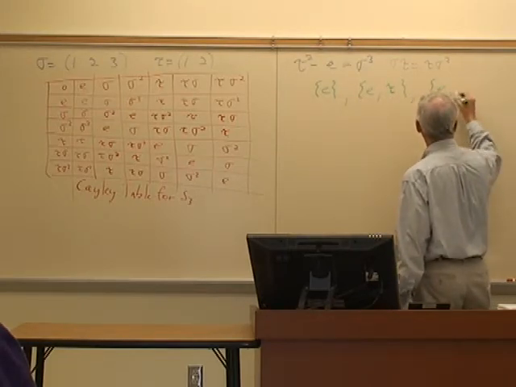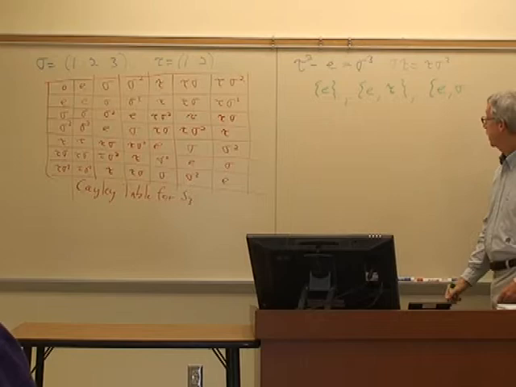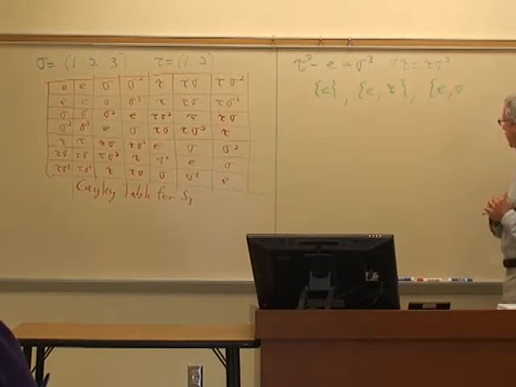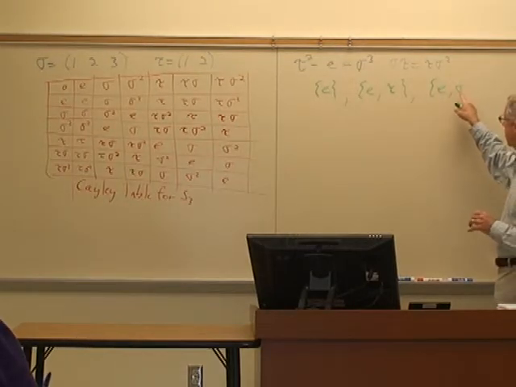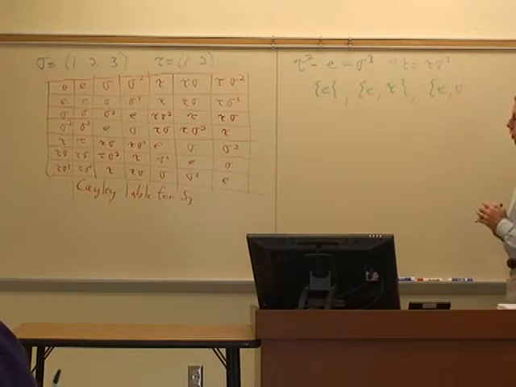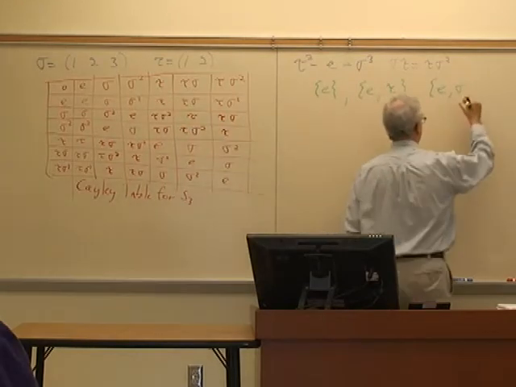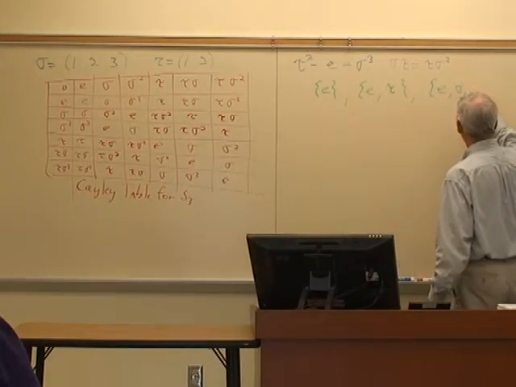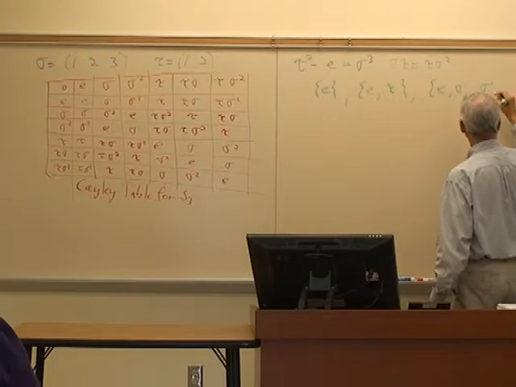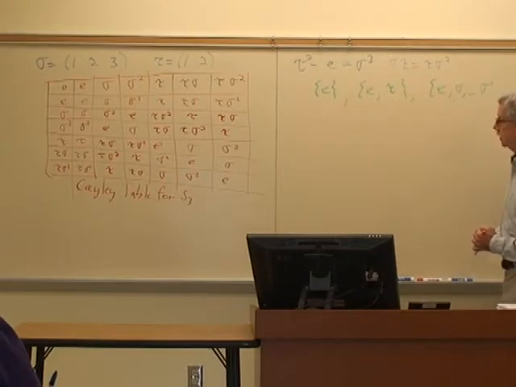How about if I start off with E and I add sigma? Well, E times E is E. Sigma E and E sigma are sigma. The only thing left to worry about is sigma squared. What is sigma times sigma? And that's one of the elements, so I have to write it down. So if I start here, I have to add sigma squared. Now, am I done?